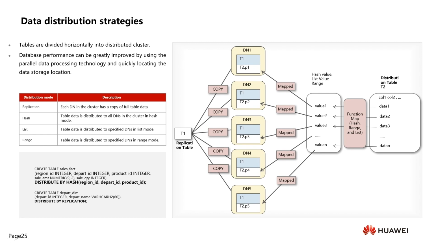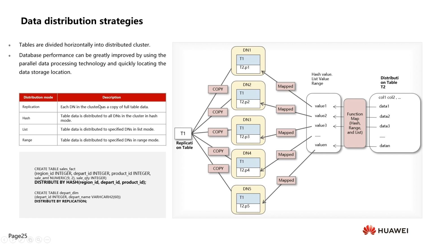The first one is replication. This is used when the size of the table is small. Replication copies the full table data to each DN. The second is hash. When we create a table, we can specify the DISTRIBUTE BY HASH keyword, just like here, shown at the bottom. We also specify the distribution columns to compute the hash values, and the data are divided into DNs by their hash values.